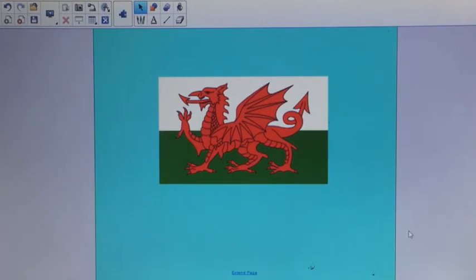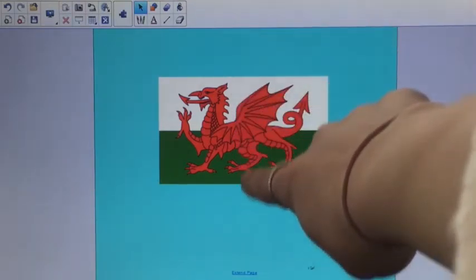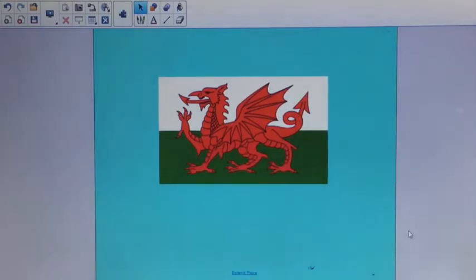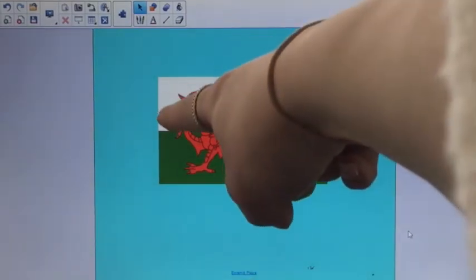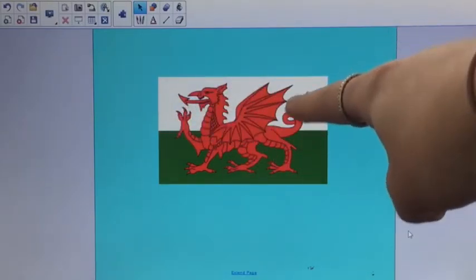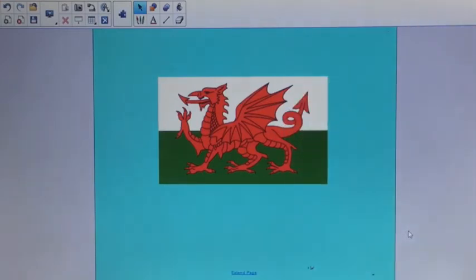Okay, so well done if you identified that this is not a symmetrical flag. There are no lines of symmetry because we've got a picture of a dragon in the middle. If we drew our imaginary line of symmetry down the middle, the dragon does not look the same on either side. Okay, and the same for if we drew an imaginary line across the middle from left to right, the dragon does not look the same, and it's also got different colours on either side, so that's not symmetrical.